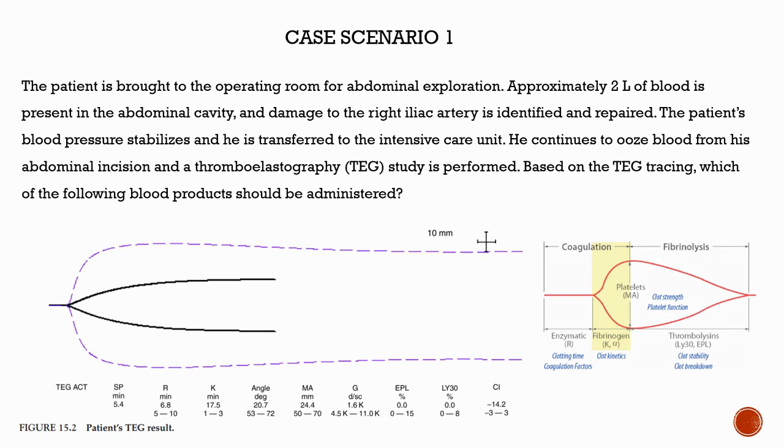Case scenario 1. The patient is brought to the operating room for abdominal exploration. Approximately 2 liters of hemoperitoneum was present due to damage to the right iliac artery, which was repaired. The patient's BP was stabilized and he was transferred to the ICU. He continued to ooze blood from his abdominal incision and a thromboelastography study was performed. Kindly interpret this study.